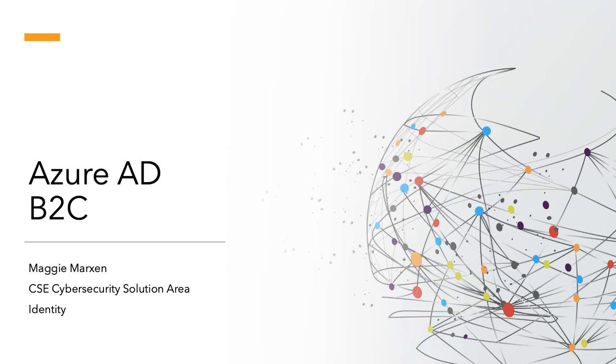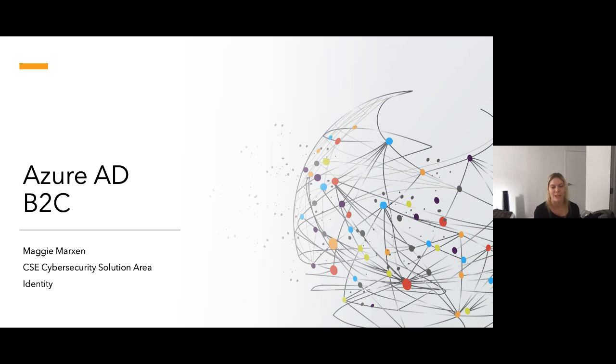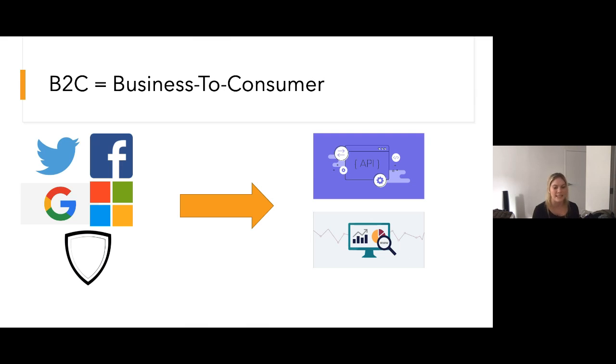Thank you for your introduction, Rebecca. My name is Maggie Markson, and I work for Microsoft in the cybersecurity solution area, which is divided into security and identity, and I work on the identity team. Today, I will be talking about Azure AD B2C. The purpose of B2C is to integrate multiple identity providers and to provide a single trusted identity provider and to customize user flow. B2C allows for external accounts, such as social media, to work as logins to an application.